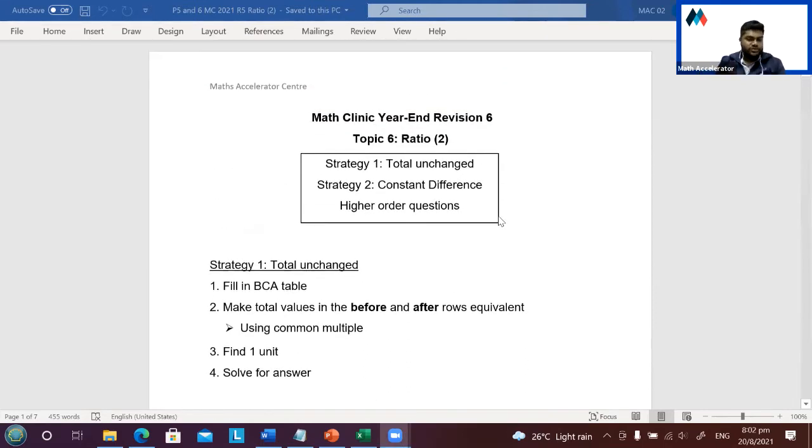Now, strategy one is total unchanged. For total unchanged, we're going to fill up this BCA table called before, change, and after. Since this is a total unchanged, before and after, the total will remain the same. I explained to you the logic behind why the total remains the same.